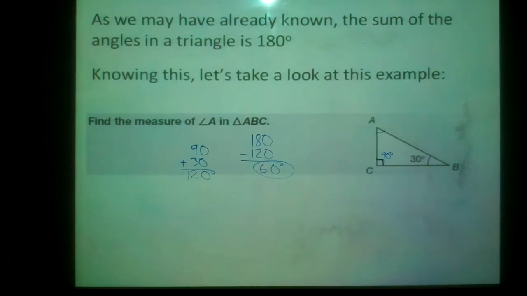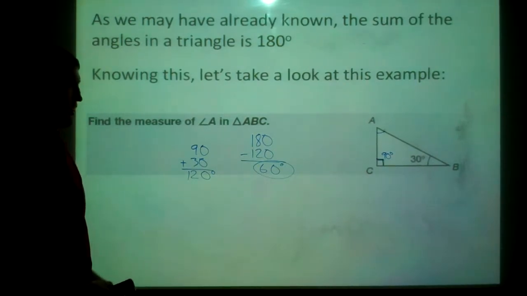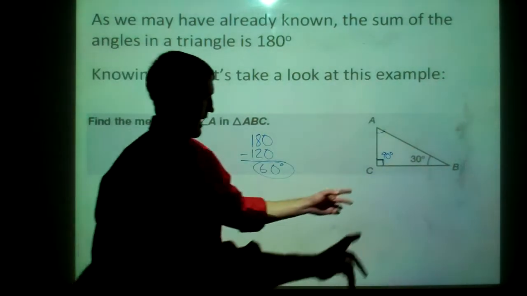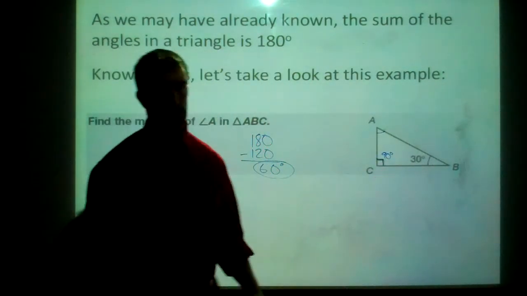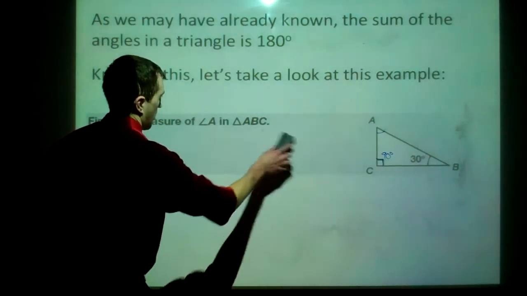So we have a similar way to solve for each. When we have one missing angle in a triangle, what we can always do is just add the 2 known angles together and then subtract that sum from 180. So that's one thing we'll always be able to do with those.